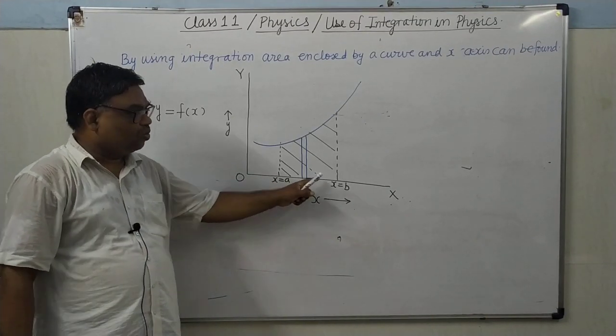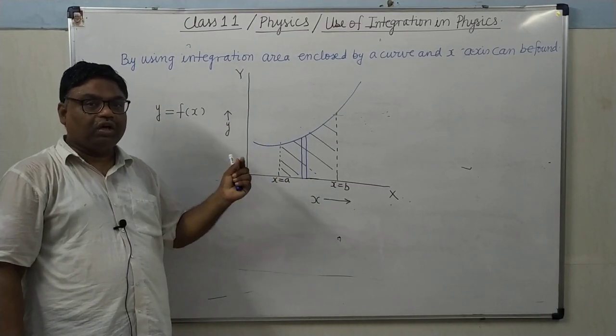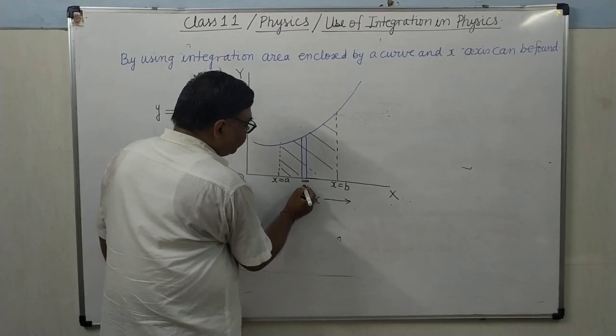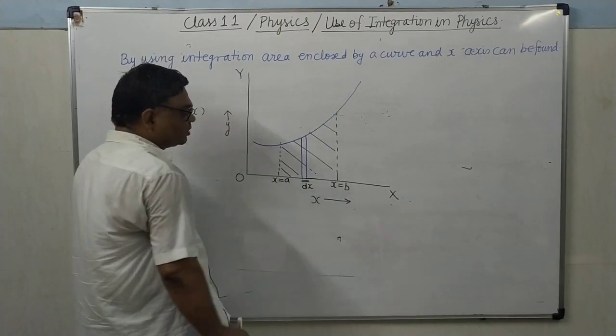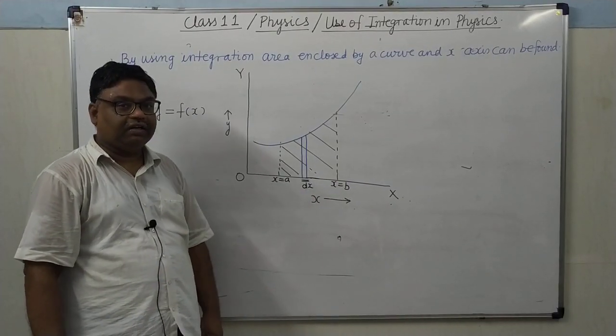What will we do with this area? We will split it into rectangular strips whose width is infinitesimally small. Here we have taken this width as dx because this is on the x-axis. That's why we have taken dx.